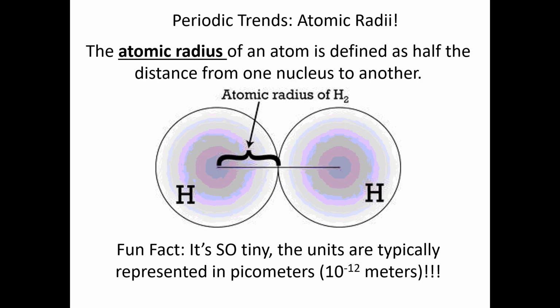The atomic radius of an atom is half the distance of one nucleus to another. Another way of saying that is just like the radius of a circle. It's the center of the circle to the outermost edge. Fun fact, it's so tiny that it's represented in picometers, 10 to the negative 12th meters, 1 trillionth of a meter.